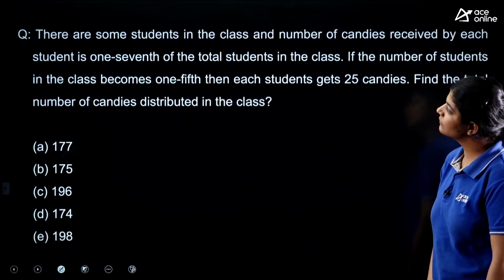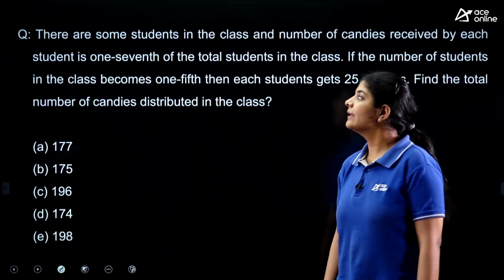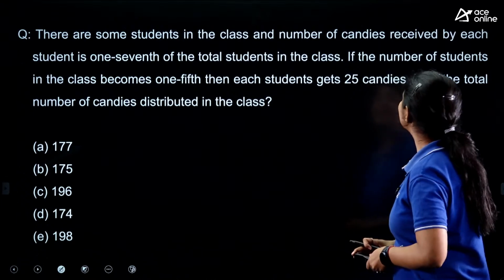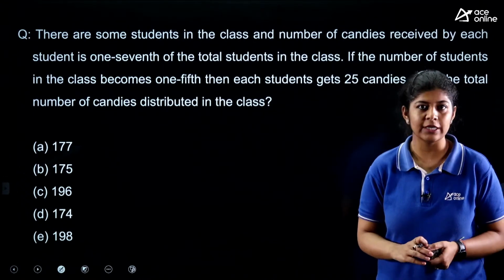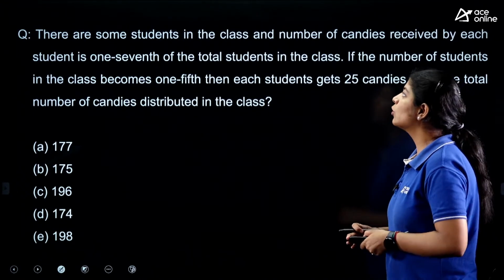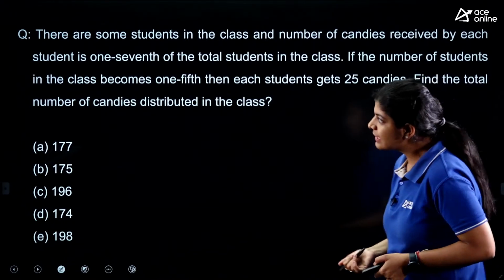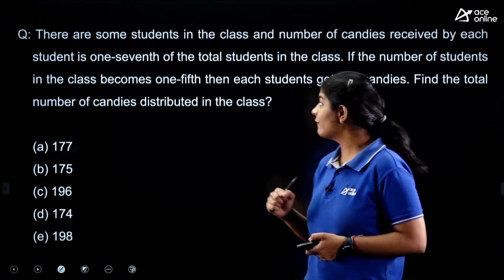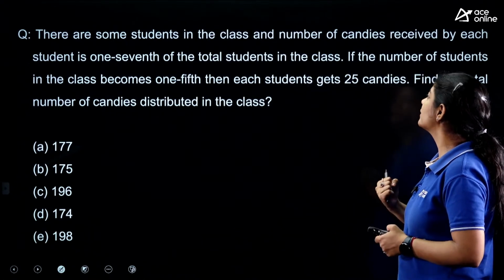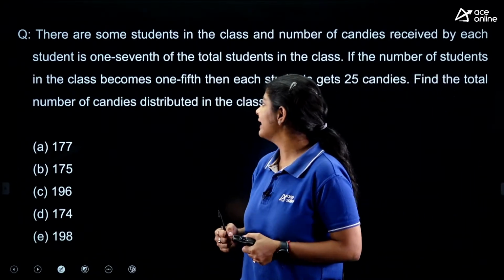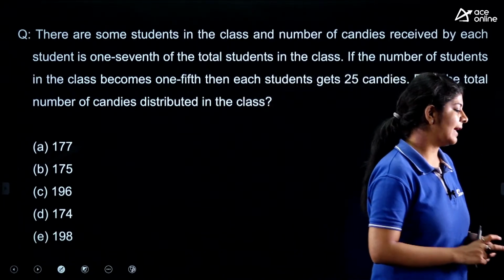Next. The next question says that there are some students in the class and the number of candies received by each student is 1/7 of the total students in the class. If the number of students in the class becomes 1/5, then each student gets 25 candies. Find the total number of candies distributed in the class.